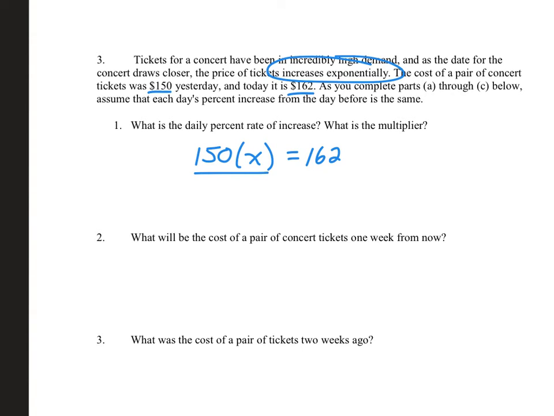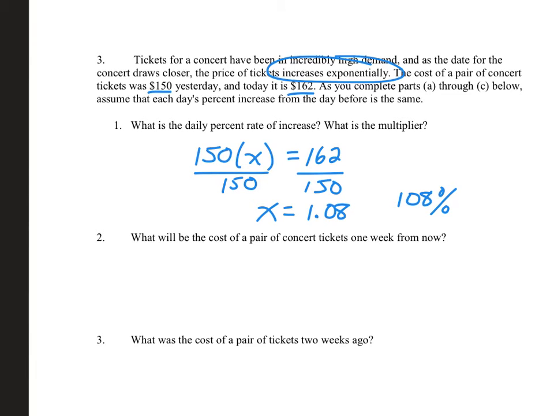So how do we find that multiplier? That's just a matter of division. Oops, not by x, by 150 to solve for x. And 1.08. So 1.08 is your multiplier, and that means that 108% is your growth rate, daily percent of increase.